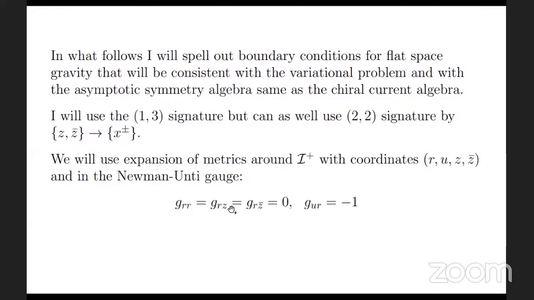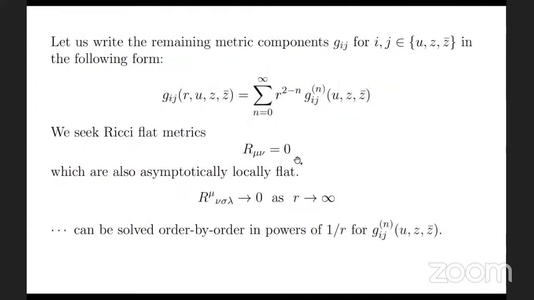Any component of the metric which has at least one leg along R is fixed. Most of them are 0, and this particular one is -1. So that means it effectively becomes a 3×3 matrix, G_ij, along the coordinates u, z, z bar. I and J take coordinates u, z, z bar. And I will take the expansion which is consistent with asymptotic flat space, where no metric component can grow faster than R squared. So that's what this expansion means. n equals 0 corresponds to the R squared term, and everything else is suppressed in powers of 1 over R.